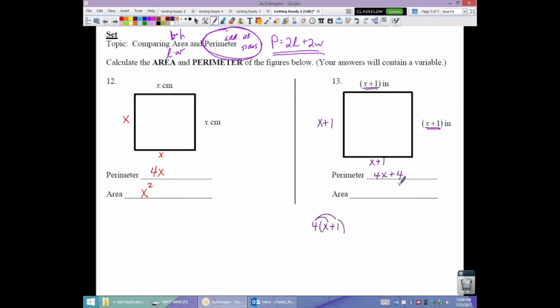For area, I would be multiplying x plus 1 times x plus 1. And that's what we just did in the 6 previous problems. We are going to use the distributive property to multiply that. X times x, x squared. X times 1 is x. 1 times x is x. 1 times 1 is 1. So when I simplify, I end up with x squared plus 2x plus 1.